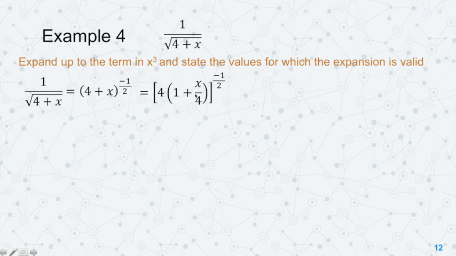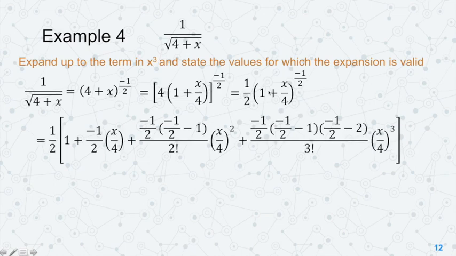Now use the law of indices to simplify this further. So 4 to the power of negative half is actually 1 half, and then 1 plus x over 4 to the power of negative 1 half. So this is now what we can expand using the formula.